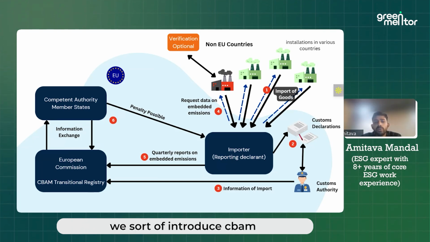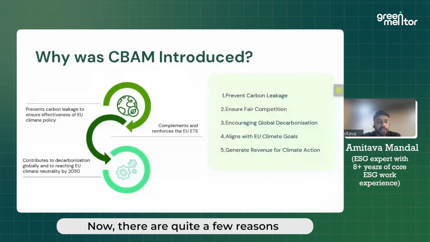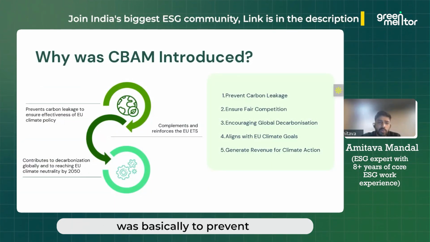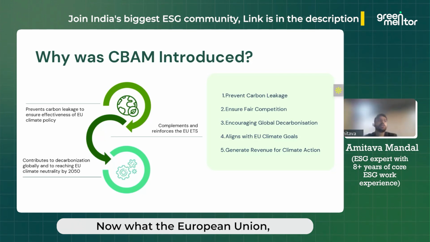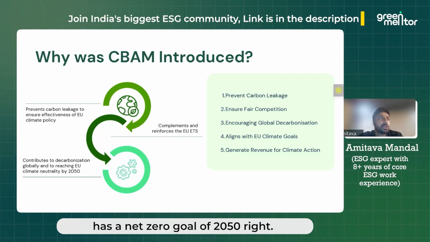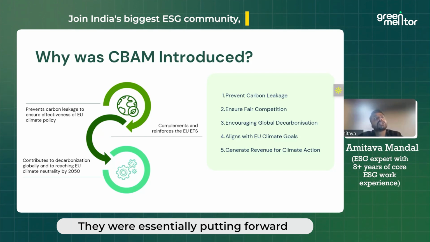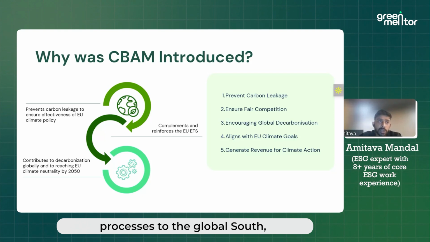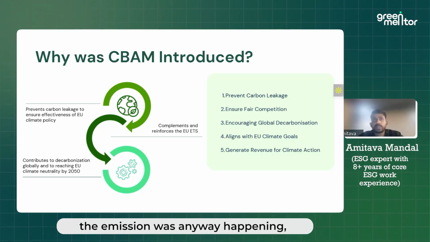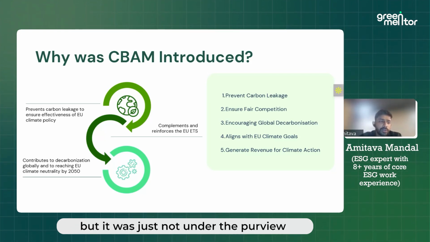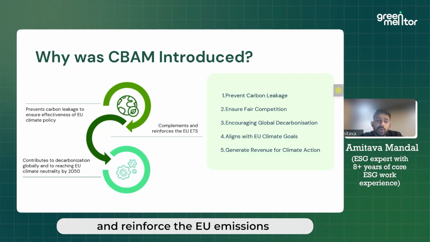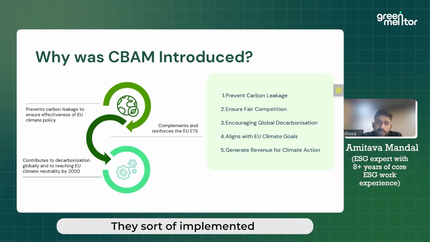Now, moving on, why did we introduce CBAM? There are quite a few reasons for the introduction of CBAM. One of the key reasons was basically to prevent any sort of carbon leakage. The European Union has a net zero goal of 2050, right? They were essentially pushing a lot of the carbon intensive production processes to the global south, which means that the emission was anyway happening, but it was just not under the purview of the European Union. So to avoid that, and to complement and reinforce the EU emissions trading scheme, they implemented CBAM.